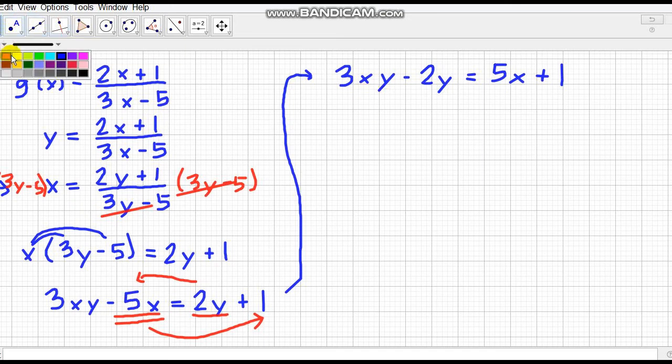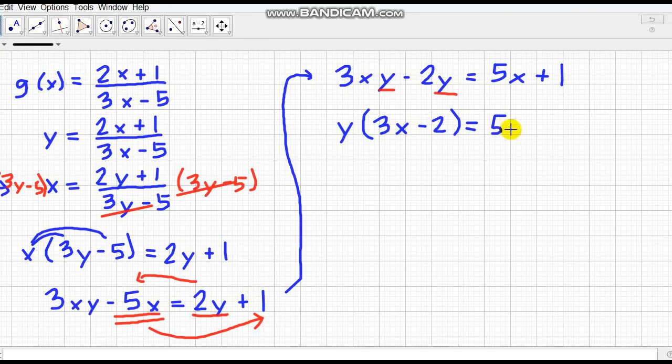Since in this left side both terms have y, we're going to factor them out. So let's factor it out. We'll have y times 3x minus 2 is equal to 5x plus 1. So y is isolated here, and the binomial that we just factored doesn't contain any y. So we are going to divide both sides by 3x minus 2 so that y will be left on the left side. So they get divided.